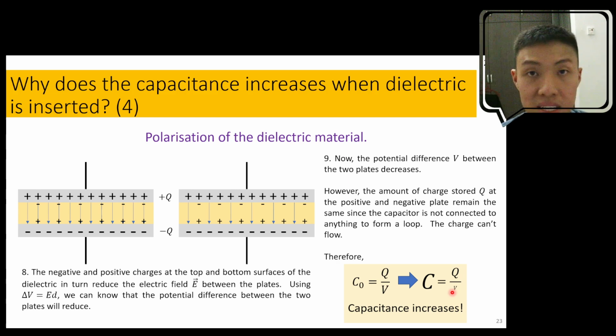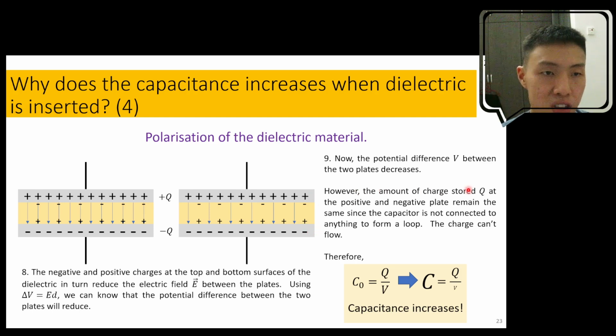Then this matches with what we discussed earlier. When we don't connect it to a power supply, the voltage will decrease if you insert a dielectric. Why does it decrease? It's because of this dielectric material undergoing polarization. So now the potential difference V between the two plates decreases, so the voltage or the potential difference of the capacitor decreases.